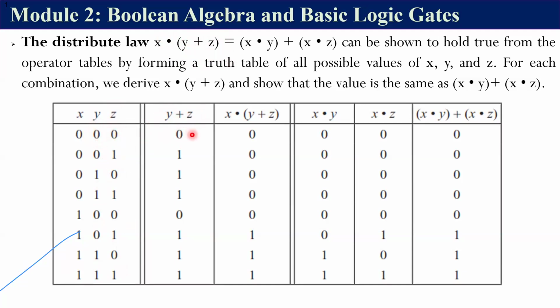That will give me 0. I have 0 plus 1, that will give me 1. I have 1 plus 0, that will give me 1. 1 plus 1 will give me 1. It will not give me 2. I've explained that earlier. Okay? I have 0 plus 0 will give me 0. 0 plus 1 will give me 1. 1 plus 0 will give me 1. And 1 plus 1 will give me 1. So we have computed this part of this expression.